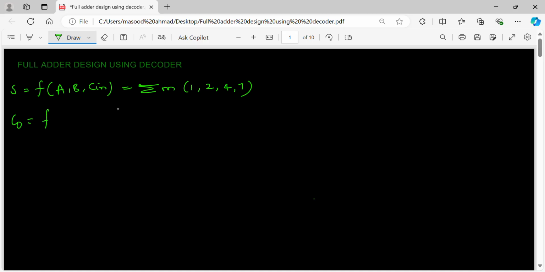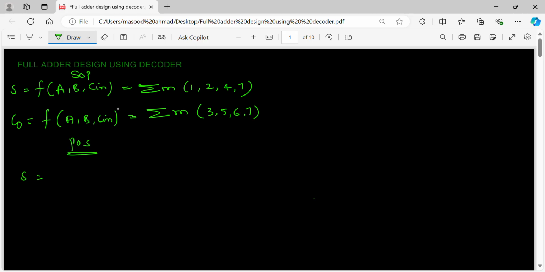Carry out, which is also a function of A, B, C in, is sigma m (3, 5, 6, 7), which we know. What is the meaning of this? Sum is 1 for 1, 2, 4, 7. This is with respect to what we know as sum of products. If you want to represent the same in SOP form. If you want it in POS form, what is product of sums?